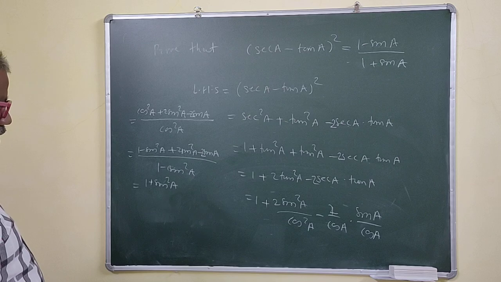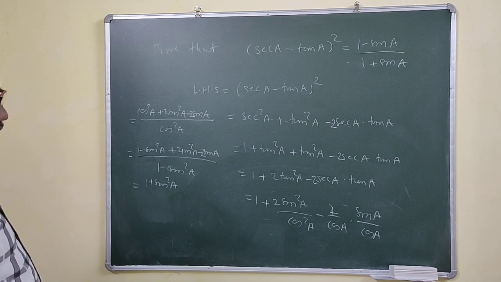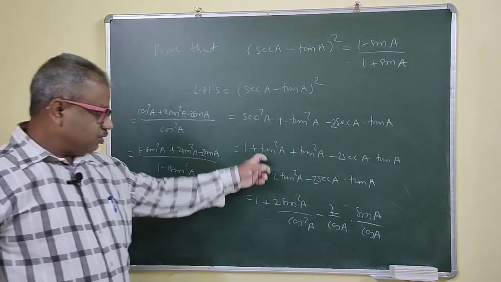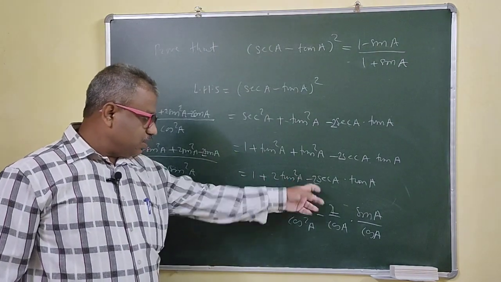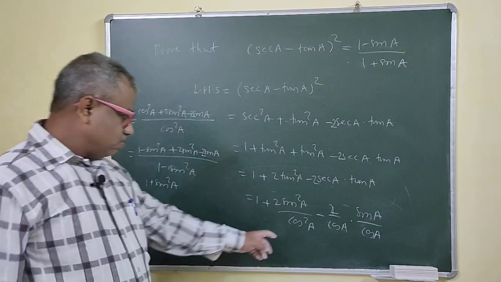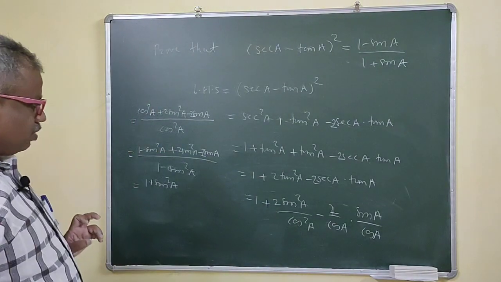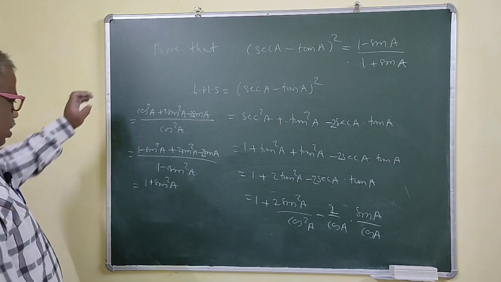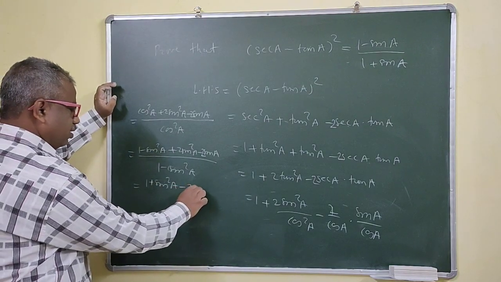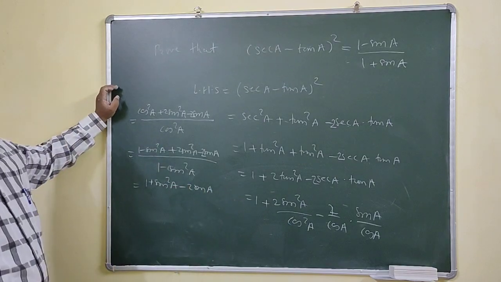1 plus tan square is sec square. What? 1 plus tan square is sec square. Right? This is the correct. Then this 2 tan. Okay, this is correct. This is 2. So cos square A will be here plus 2 sin square A. Okay, this is correct. Okay, we'll do this one. What? 1 plus sin square A minus 2 sin A. Okay, we got this.